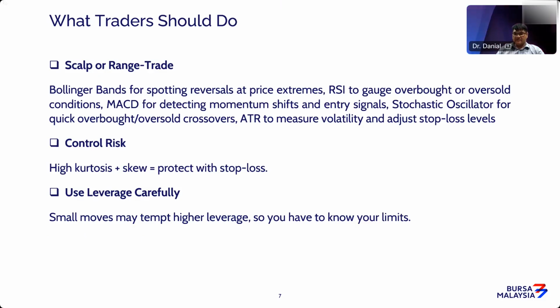Some of the time RSI can be used better than stochastic or BB. Some of the time you may consider ATR, average true range. Some of the time you can consider MACD. Although it's the oldest, I would say it is still relevant for detecting momentum shift and entry signal. Other than that, stochastic oscillator for you to see quickly any overbought and oversold crossover, the same thing with the RSI just now. ATR to measure volatility and adjust stop loss level if required. We don't actually revise our stop loss levels every time you see the market move.